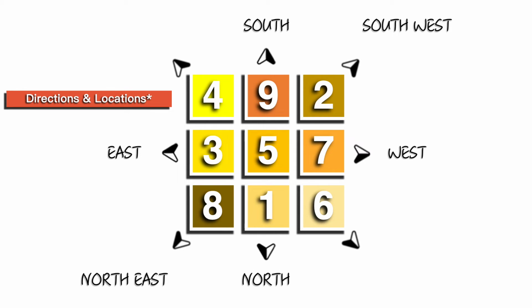For the southwest, it is represented by number 2, and number 8 is the representation of the northeast. And lastly, the northwest is represented by number 6, and the position of number 4 is at the southeast, representing the direction of the southeast.